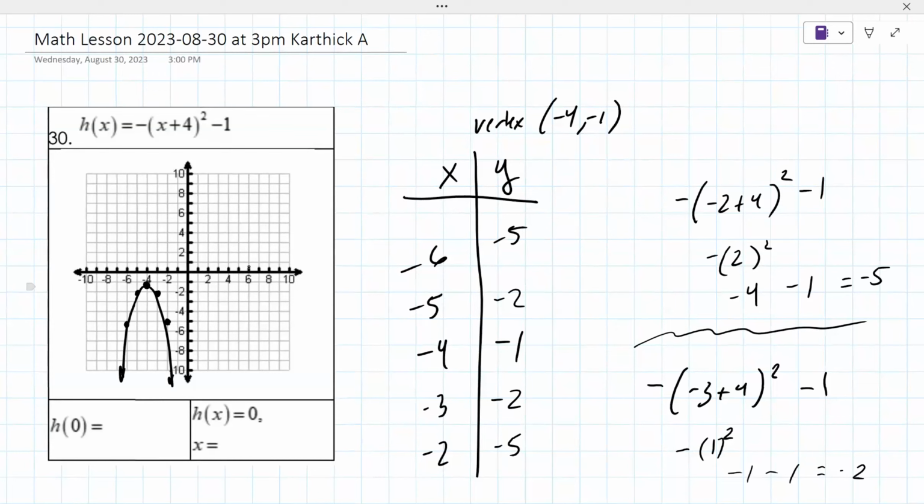Got it. But then so wait, you plugged in one of the x values, or you plug in the y value? You always put the x value in. Always the x value. Right, yeah.